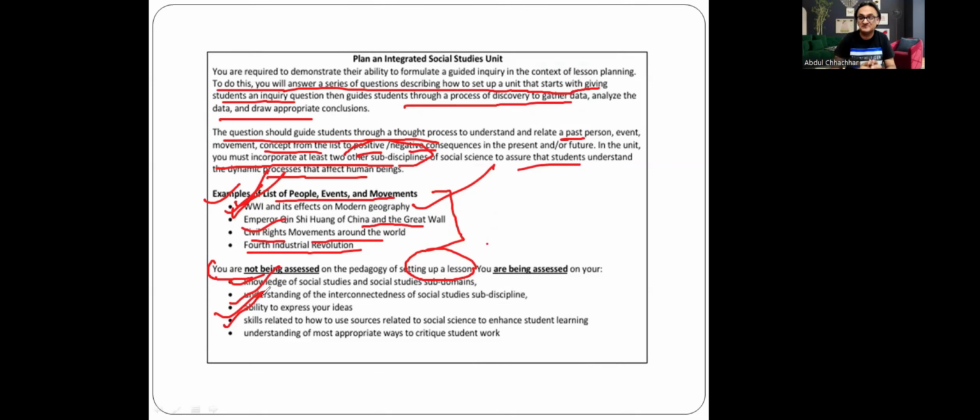So your lesson should be a reflection of you as a history teacher, as a social studies teacher, with enrichment of resources, answering the knowledge-based questions with high order thinking of the cognitive abilities, and understanding the most appropriate ways to critique the student's work. And what the students will be doing, you have to tell that the student has done it, and you will also be analyzing, okay, that point.